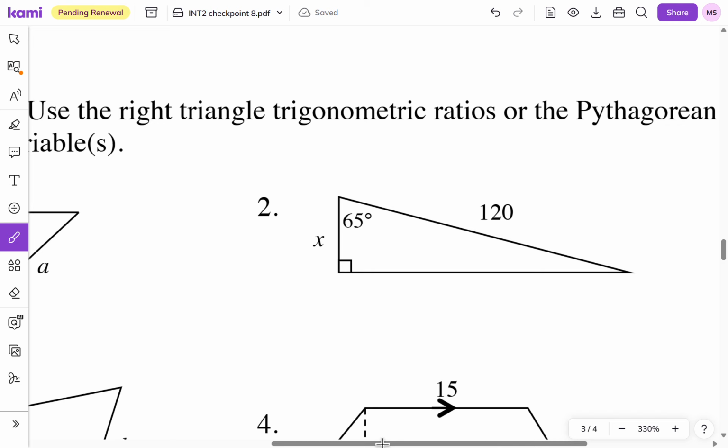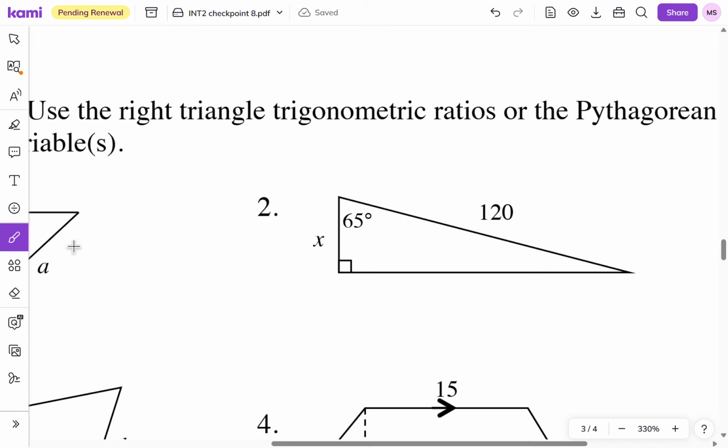So here we have an unknown side. If you are watching this video, please pause the video and try to work it out yourself as best you can, and then unpause. So I'll give you a few seconds, and we're back. 65 degrees, and we have an unknown side x, and we have the 120.